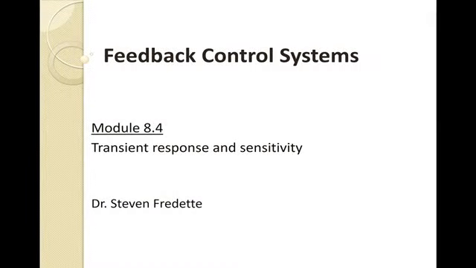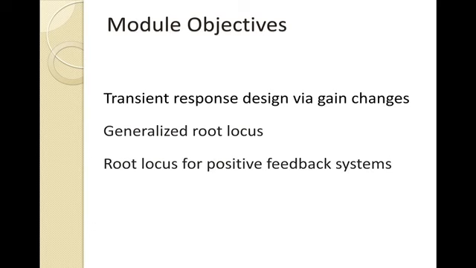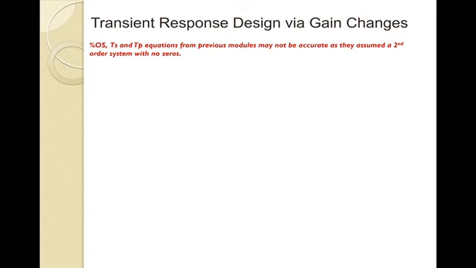This is Module 8.4, Transient Response and Sensitivity. The objectives of this module are to look at transient response design via gain changes, then look at a generalized root locus, then look at root locus for positive feedback systems. To date, we've just looked at negative feedback systems. We're going to see what special cases happen for positive feedback. And then finally, we're going to end with pole sensitivity.